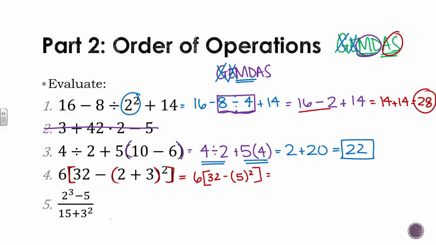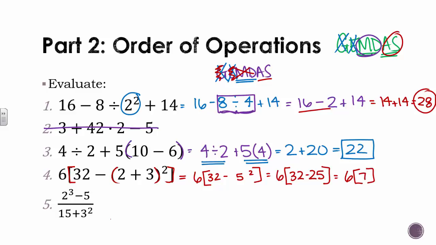So then I run through GEMDIS inside the brackets. I have my grouping symbol done. This parentheses doesn't really need to be there. So now I have exponents. So I have 6 and then 32 minus 25. And then inside of the brackets, I don't have multiplication or division, but I have addition and subtraction. So it ends up being this. 32 minus 25 is 7.